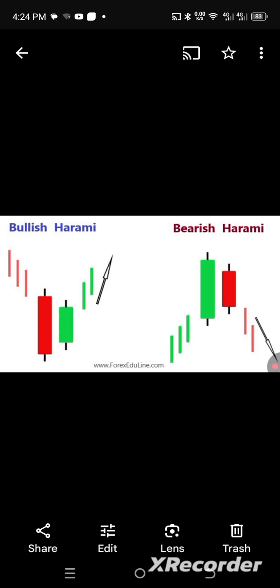I will show you another pattern. This is harami. This is a bullish harami. These bars were coming down. This one is the sellers' bar. The sellers are here. Now, if you compare the next bar, it did not start here, it started somewhere else, but it eats more than half of this bar, it will surely go up.